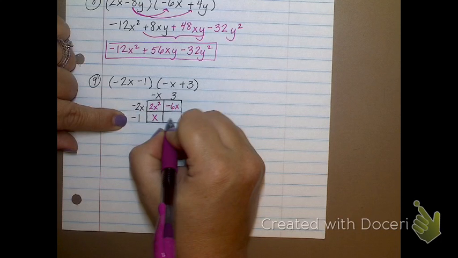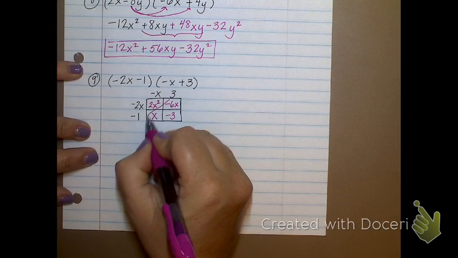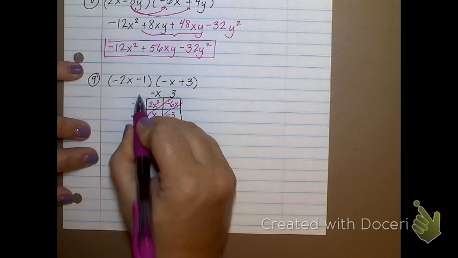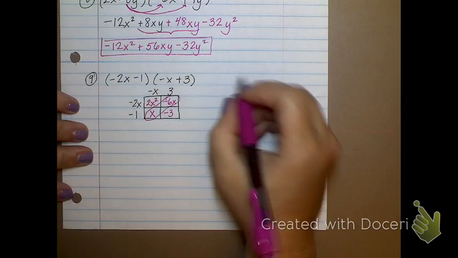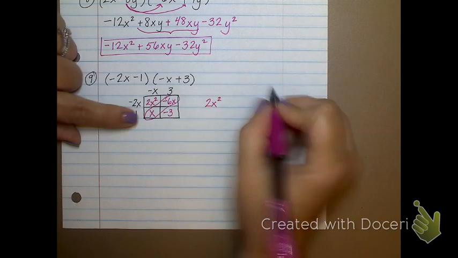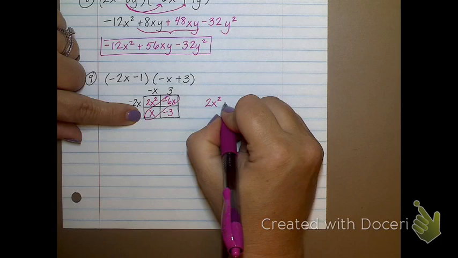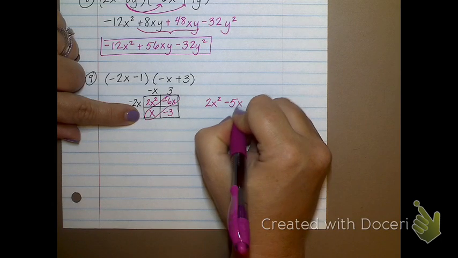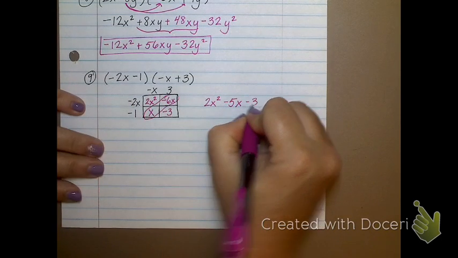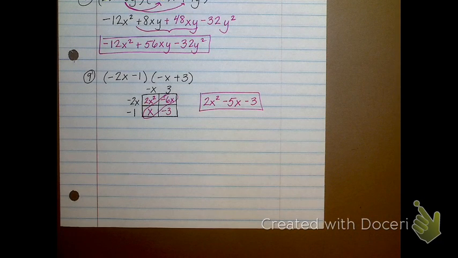Are my like terms still on the diagonal? They should be. They are because everything's in standard form here on each side. So let's see, I have 2x squared, and then what? 1 minus 6 would be minus 5x, minus 3, done, easy peasy.